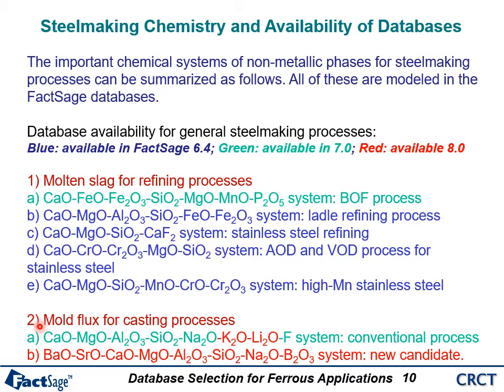And also in the last couple of years, we have developed and opened our database, especially for the mold flux in the casting process. So here we now have mold fluxes with typical slag compositions with sodium oxide, potassium oxide, lithium, and fluorine combinations now available in the FactSage database. And also barium oxide or strontium oxide containing databases with boron oxide are also available in the FactSage 8.0 database.